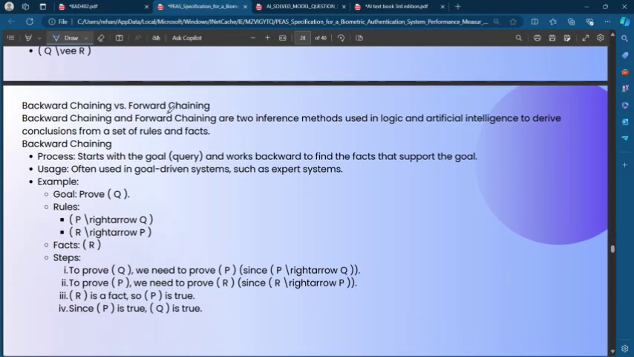Backward chaining versus forward chaining. Backward chaining and forward chaining are two inference methods used in logic and artificial intelligence to derive conclusions from a set of rules and facts. What is the process in backward chaining? It starts with the goal query and works backward to find the facts that support the goal. Usage: often used in goal-driven systems such as expert systems. Example: the goal is to prove Q. Rules: P implies Q and R implies P. Fact: R.